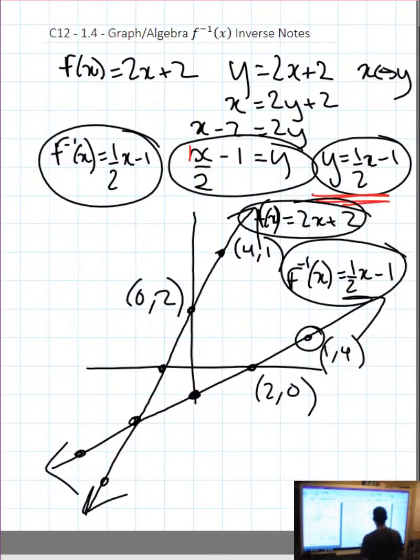So we can either get an equation, we can switch x and y, or we can notice that it's just a diagonal reflection over the line y equals x. We've seen vertical reflections, horizontal reflections, now we've seen diagonal reflections.